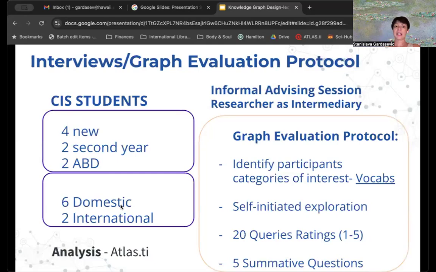The interviews and the graph evaluation protocol were the end of this study, where I interviewed 4 new students, 2 second-year students, and 2 ABD, which means all but dissertation, students of different stages of study, out of which 6 were domestic and 2 were international students. And the analysis was done through Atlas.ti, together with my co-author, Professor Manika.